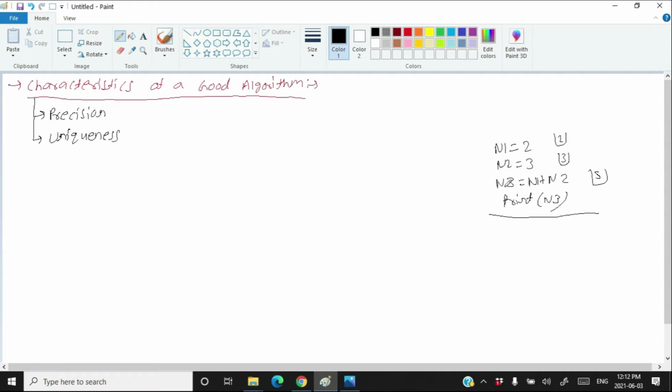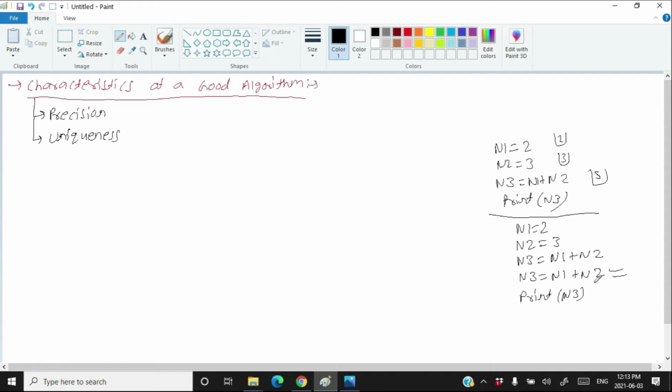Now let's write the same algorithm here. N1 is equal to 2, N2 is equal to 3, N3 is equal to N1 plus N2. Then again write N3 is equal to N1 plus N2, and then print N3. This step does not add any value to the algorithm. It does not cause an error.